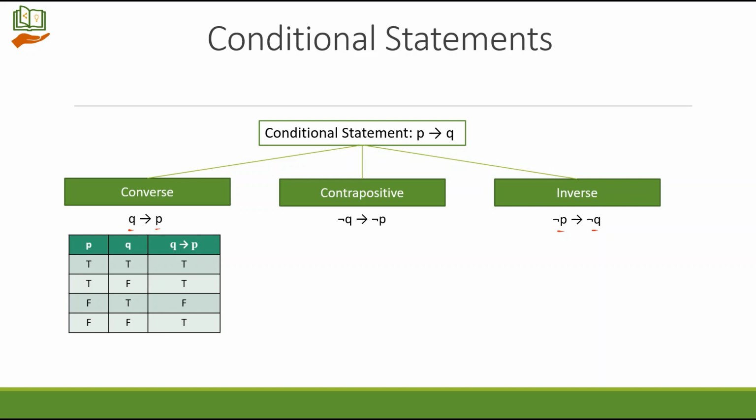Here we have Q implies P. It means when Q is true, P should not be false. So here Q is true and P is false. So we get a false here. The rest of the rows will have true.